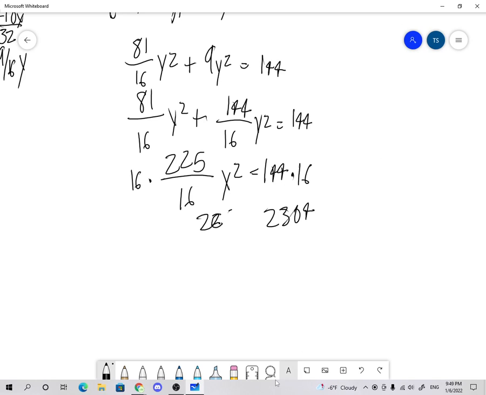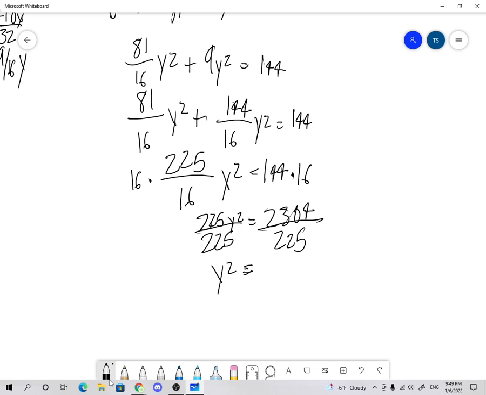225. Y squared equals that. Divide both sides by 225. Y squared is going to equal 2,304 divided by 225. My calculator is going to simplify that fraction for me.